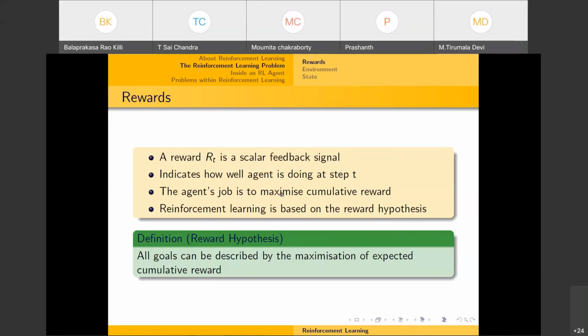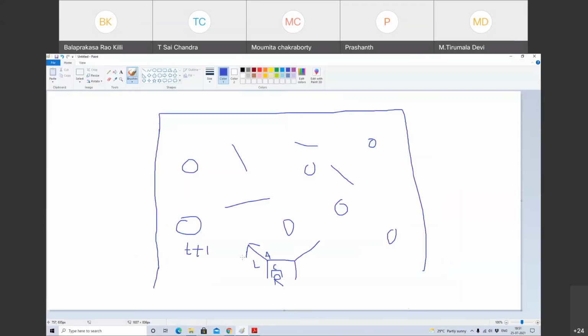Now, what is the goal of reinforcement learning? Goal of the reinforcement learning is to maximize the sum of rewards over the time. So that is called cumulative reward. Cumulative reward means the sum of rewards accumulated over time. So let me draw here otherwise.